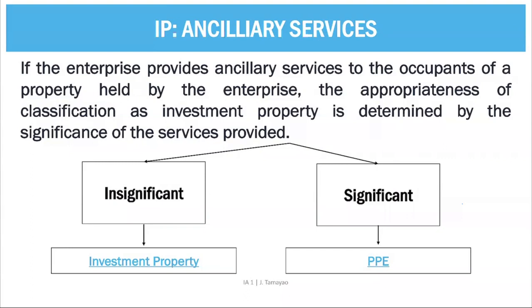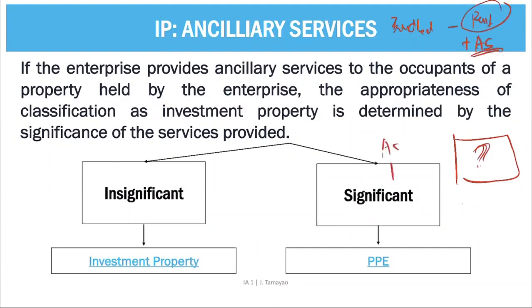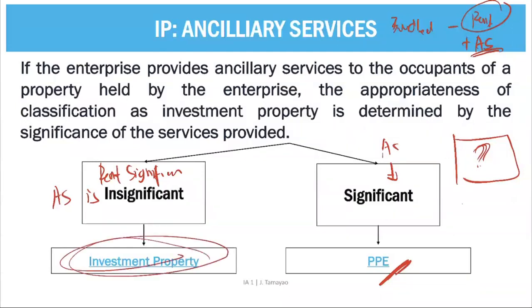If there are ancillary services, you should classify them: the ancillary services are either significant or insignificant. Here it is considered bundled, okay? You have your rent plus your ancillary services, so you look into which portion is significant. Is it the ancillary services or the rent? If the ancillary services are significant, it is PPE. But if the rent is significant and the ancillary services are insignificant, it is investment property. If the ancillary services are significant, meaning the rent is insignificant, it is PPE. So here you test which is more significant: the rent or the ancillary services.